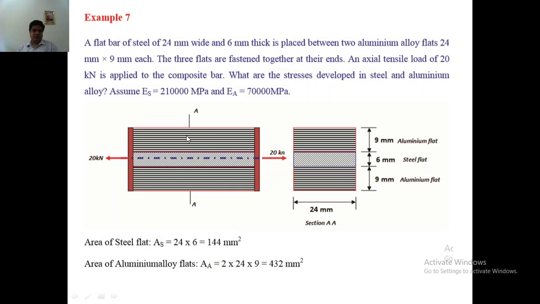Here first we'll calculate the cross-sectional areas as usual, because the cross section and dimensions are given, so we can calculate the areas first. Here we have the upper steel flat and the bottom aluminum flat and upper aluminum flat. The width is 24 millimeter for both the aluminum and steel flats, but the steel flat is 6 mm thick, and the aluminum flats are 9 mm thick. So the width is the same, 24 mm, but the thickness is different for steel and for aluminum flats. This is the cross section. Once we know the cross section geometry, we can easily calculate the cross-sectional area of the steel flat and the aluminum flats.